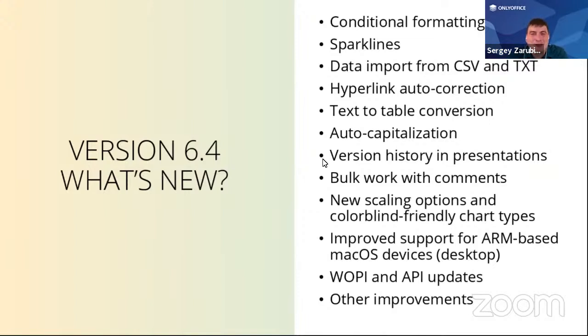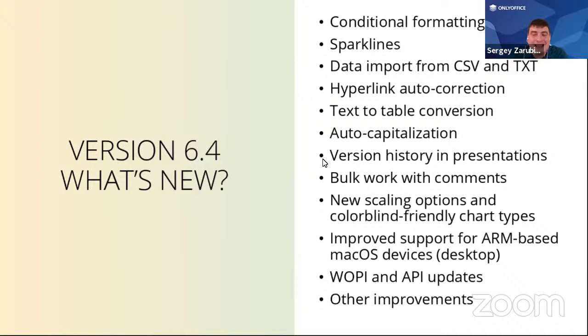Starting from version 6.4, you can use conditional formatting, insert Sparklines, import data from CSV and TXT files, replace links automatically, and make the most of other minor improvements in spreadsheets. When it comes to documents, the new version allows you to convert text to a table and vice versa, a table to text, and you can start new sentences with capital letters automatically.